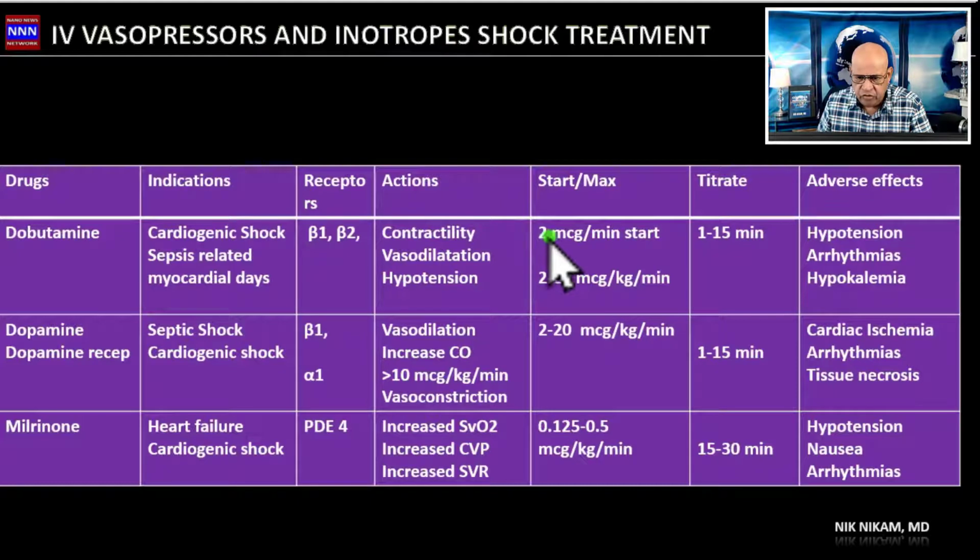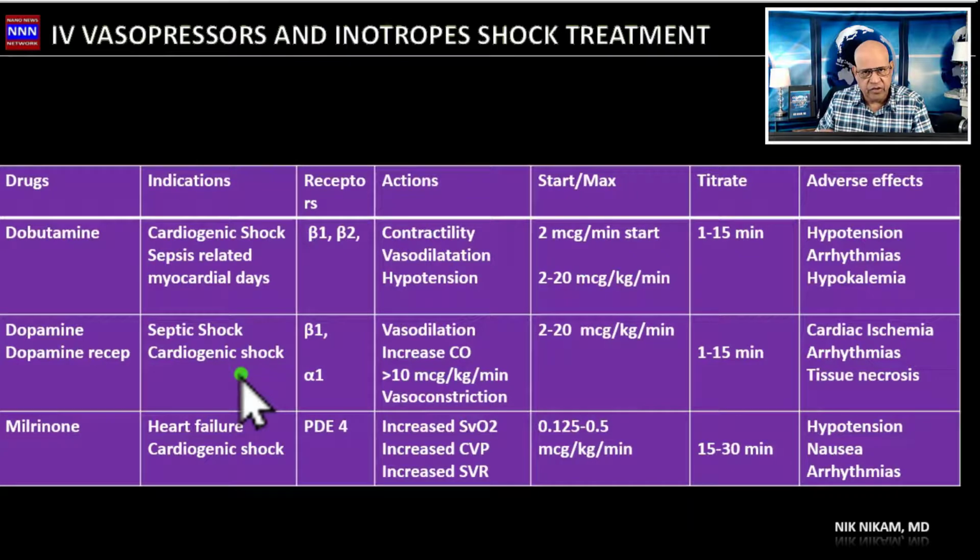The starting dose is 2 micrograms per kg per minute. Then you titrate it between 2 to 20 micrograms per kg per minute. Titrate anywhere from 1 to 15 minutes. Some of the side effects would be arrhythmias, PVCs, which are very common, hypotension, and hypokalemia.